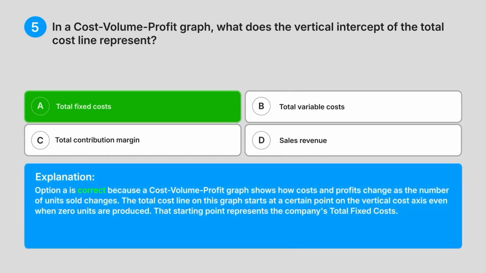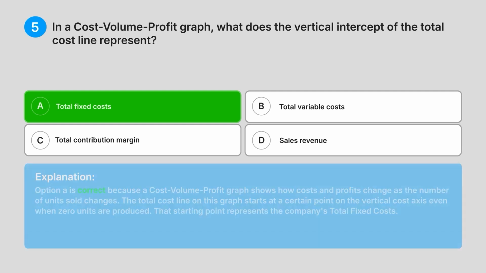Explanation. Option A is correct because a cost volume profit graph shows how costs and profits change as the number of units sold changes. The total cost line on this graph starts at a certain point on the vertical cost axis, even when 0 units are produced. That starting point represents the company's total fixed costs.